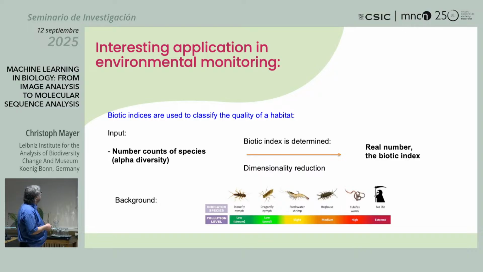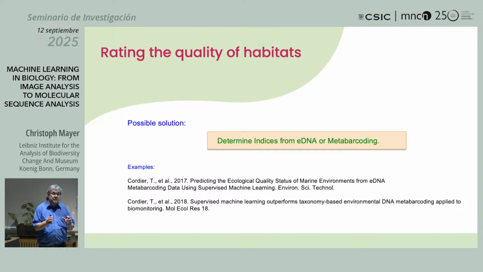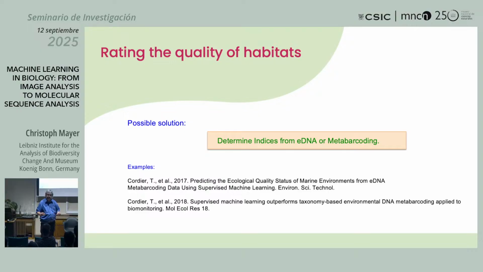State of the art is basically you take a piece of soil and you count the species in the soil. But that's also very time consuming. People want to have it more quickly. And an alternative is to use eDNA metabarcoding. eDNA typically counts a number of bacteria or very fundamental organisms, small organisms. And of course, these biotic indices are not the same as what we get with eDNA, but we can connect that with machine learning.